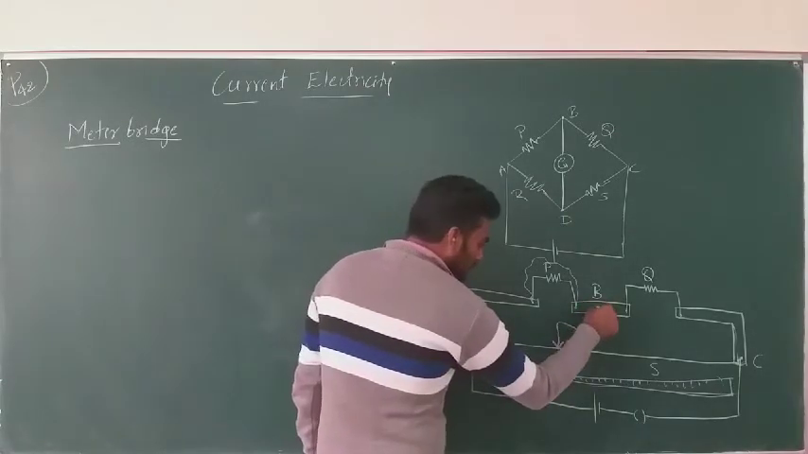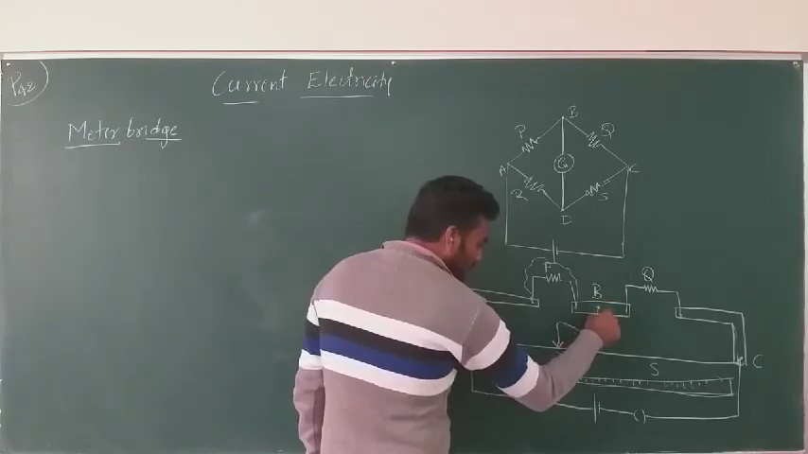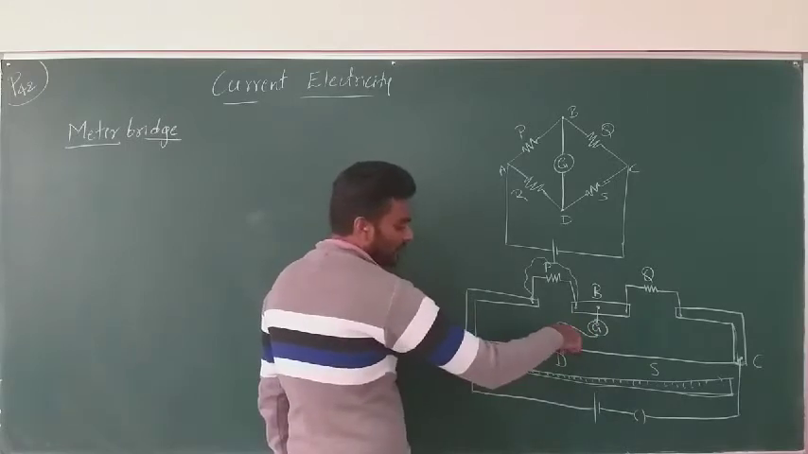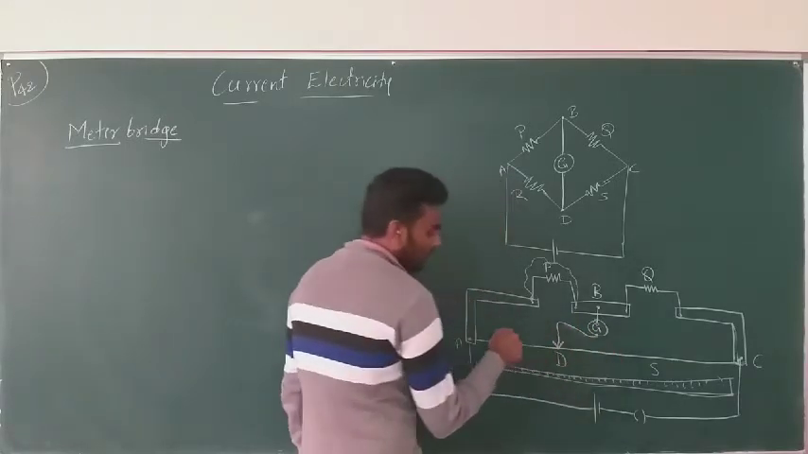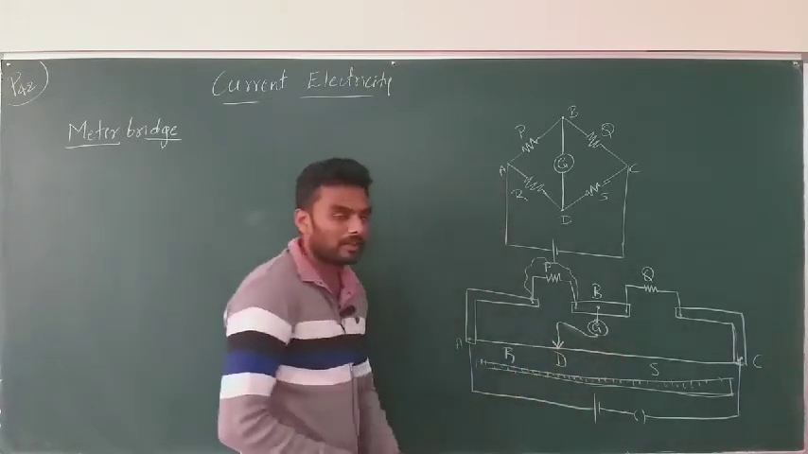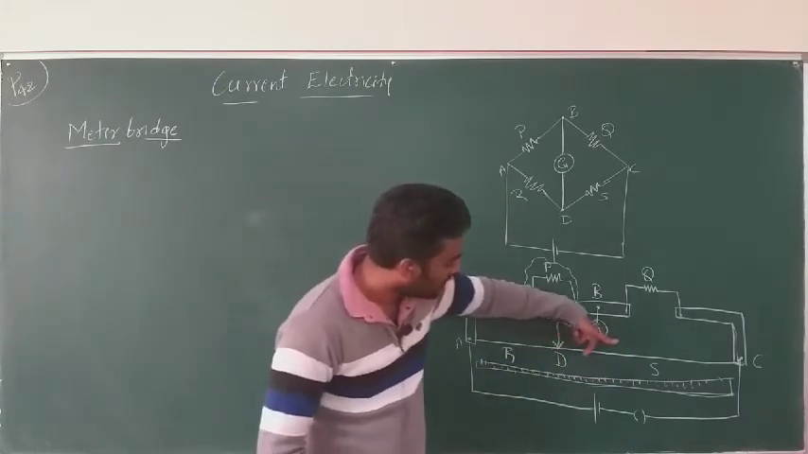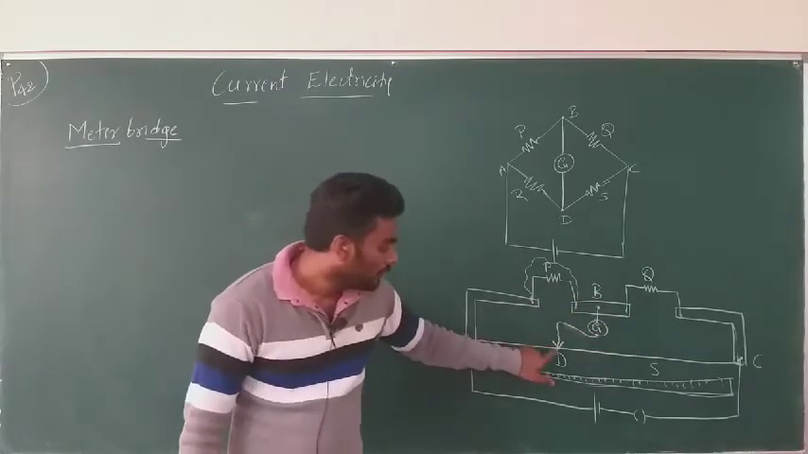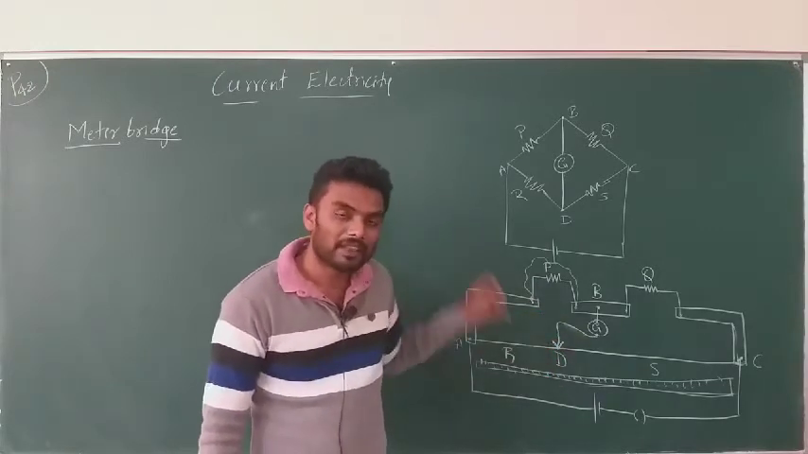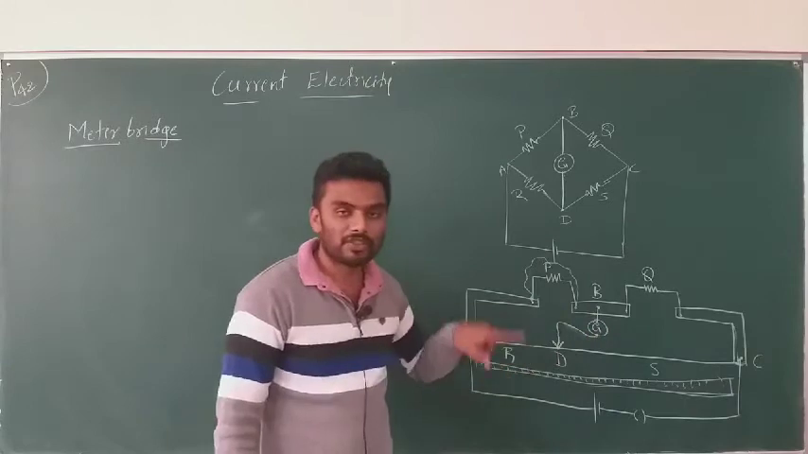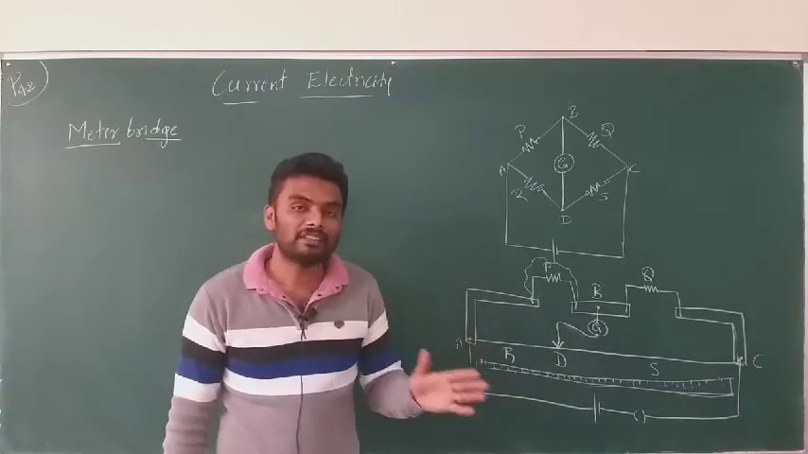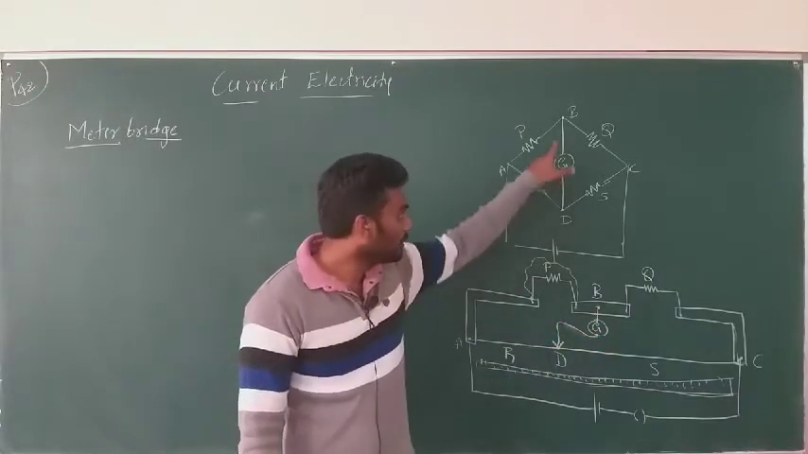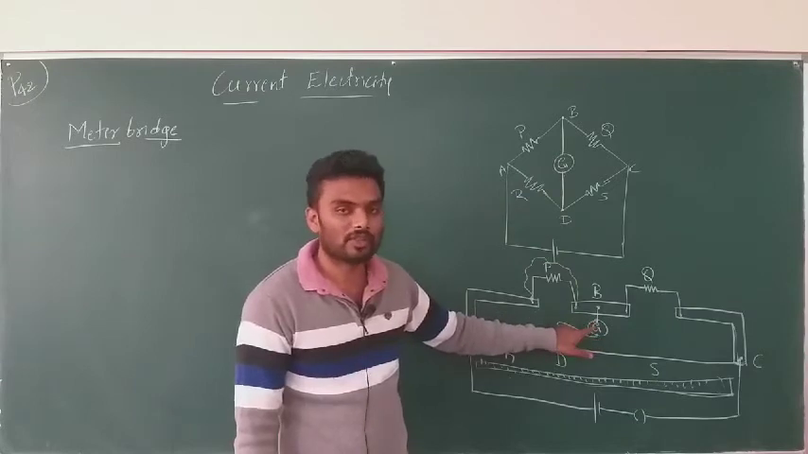From the point B, the connection is given to a galvanometer, and the other point of the galvanometer is given to a slider which can slide on the wire AC. So, this pointer can slide across the wire AC. Now we can stop the sliding when the galvanometer shows 0 deflection. When does the galvanometer show 0 deflection? When the current through the galvanometer becomes 0, then the galvanometer shows 0 deflection.